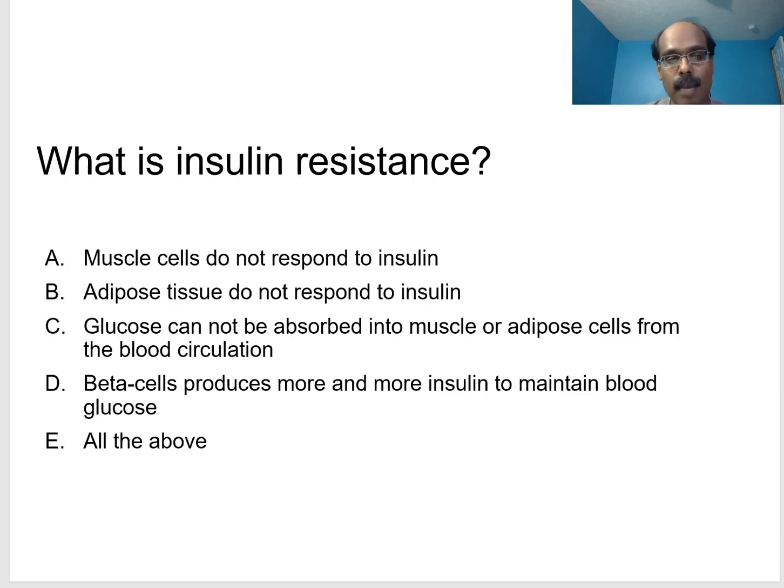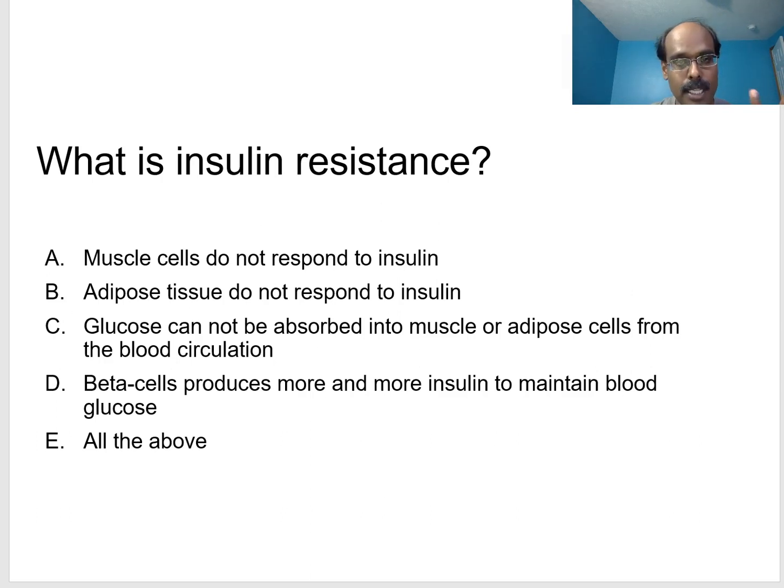So with that, I would ask everyone a question: what is insulin resistance from what we have learned so far? This is something that I wanted to take to the class, but I'm going to go through it.